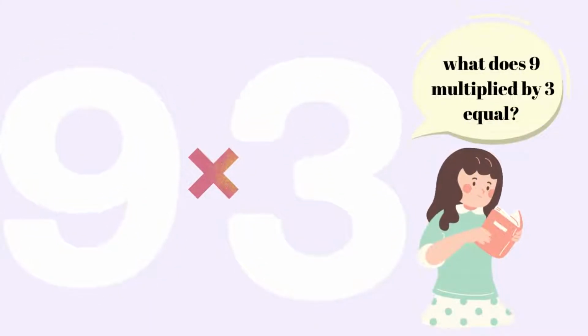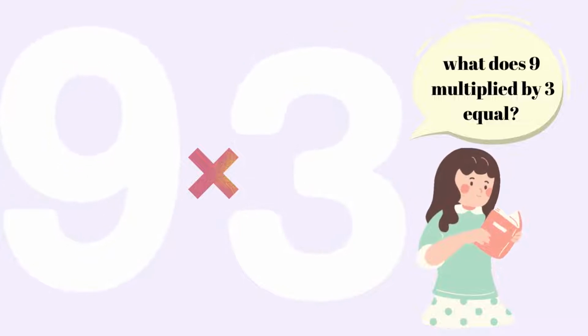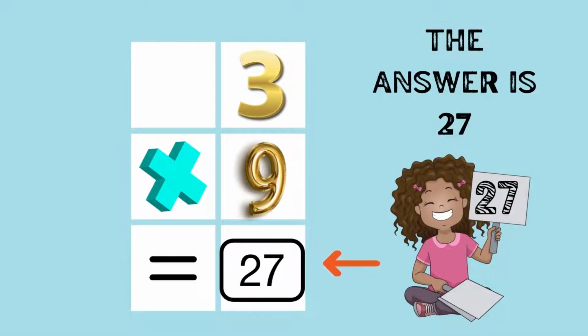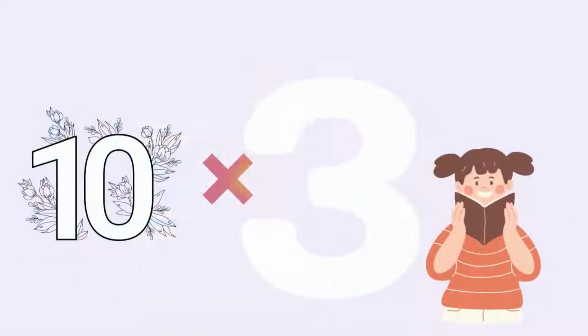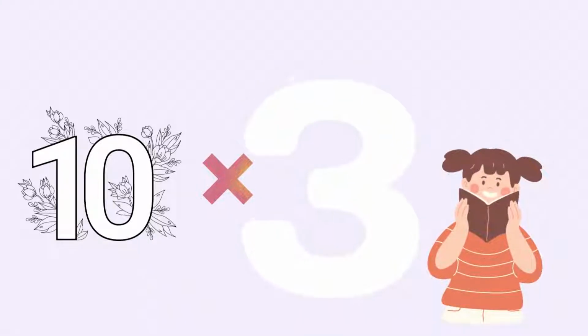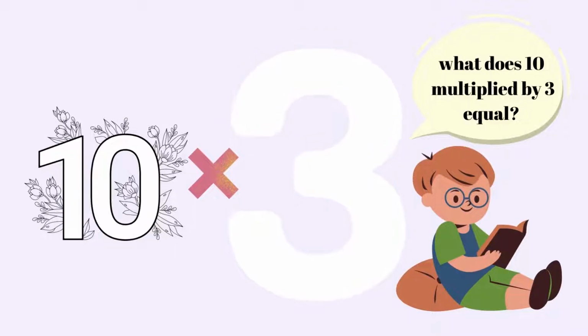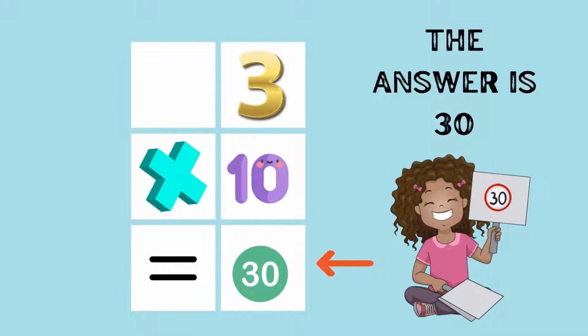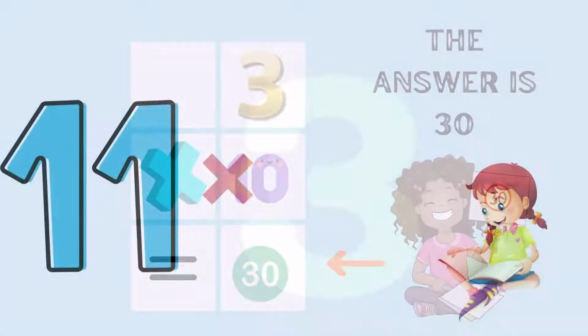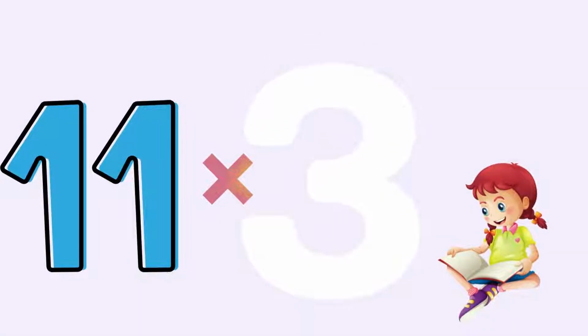9 times 3. What does 9 multiplied by 3 equal? The answer is 27. Oh, good job. 3 times 9, 27. Good job, 27. 10 times 3. What is 10 multiplied by 3? The answer is 30. Oh, there we go, 30. 3 times 10, 30. Good job.